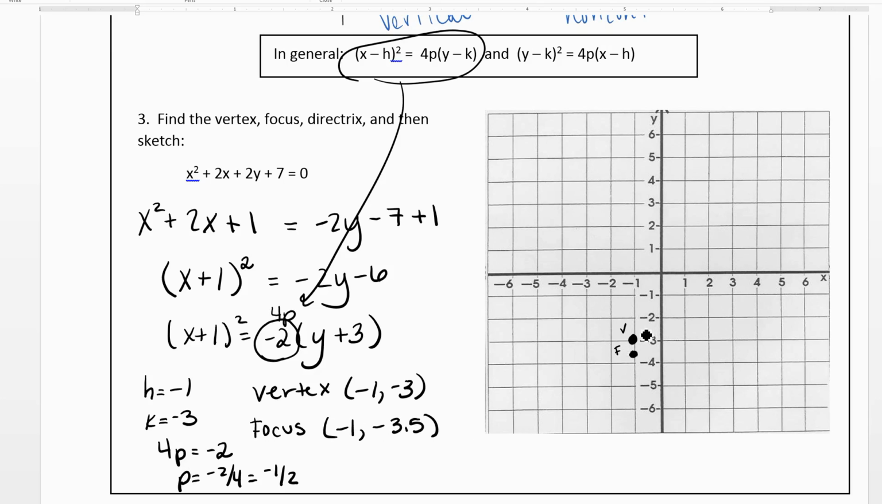And then for our directrix, we'd go up 1/2, and it would be a horizontal line. So our directrix would be at y = -2.5. Okay, and to get the endpoints of our latus rectum, we're going to take 2 times p. You take the absolute value of that, so that would just be 1 here. So from our focus, we're going to go right 1 and left 1, and we can draw our parabola.